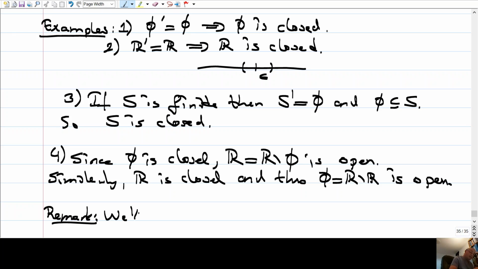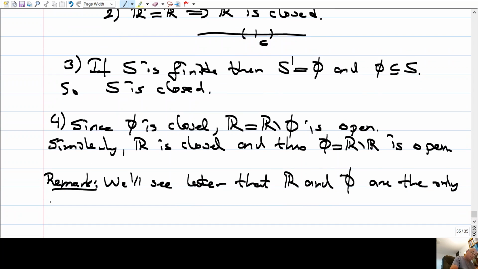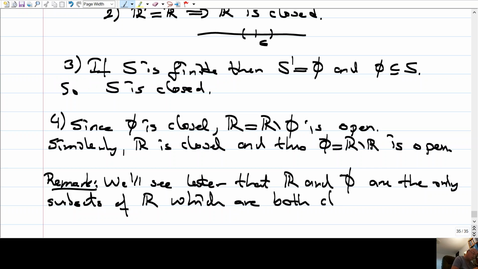We will see later that R and the empty set are the only subsets of R which are both closed and open. Which are both open and closed. Okay.